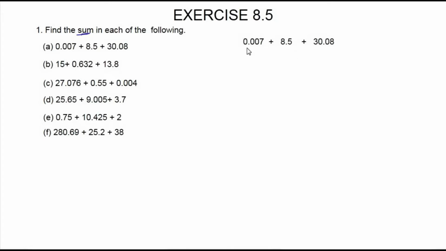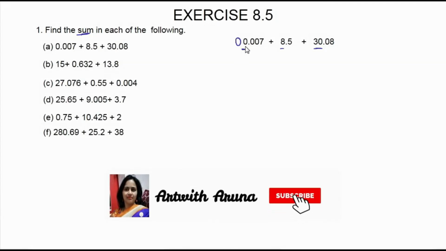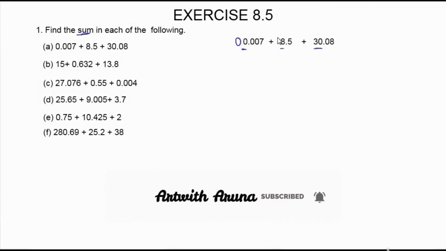In the first number we have one digit before the decimal point. Here also we have one digit before the decimal point, but here we have two digits. So the maximum number of digits before the decimal point is 2, and we need to make 2 digits here also. So we add a 0 here and a 0 over here to make 2 digits before the decimal point in all the numbers. Now all three numbers have 2 digits before the decimal point.